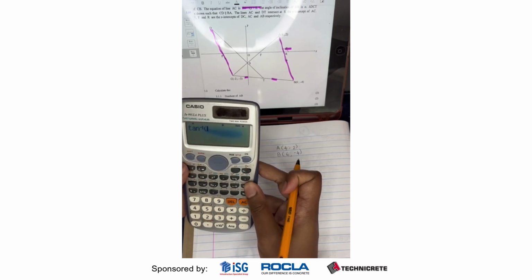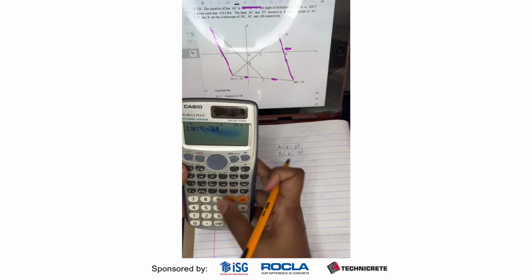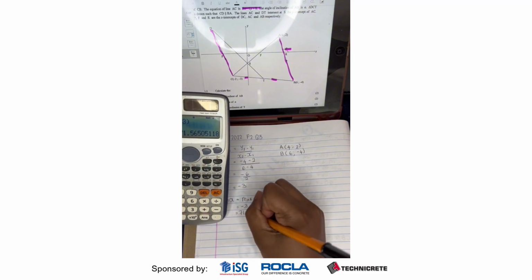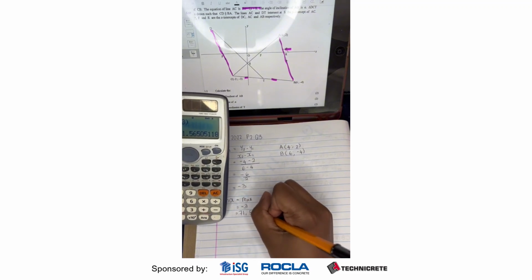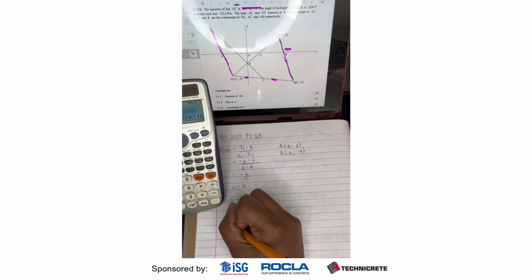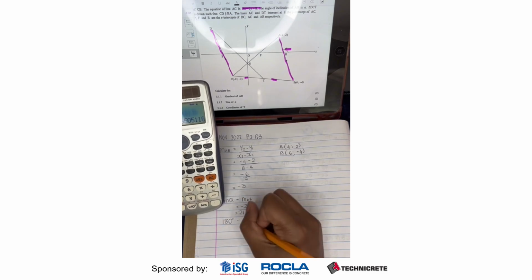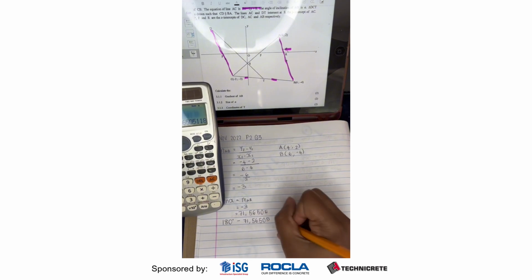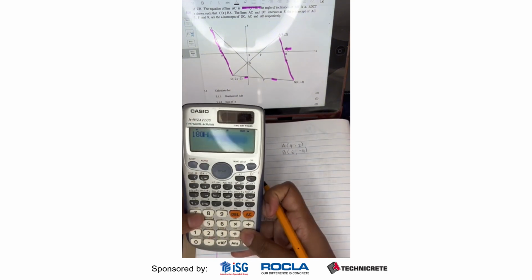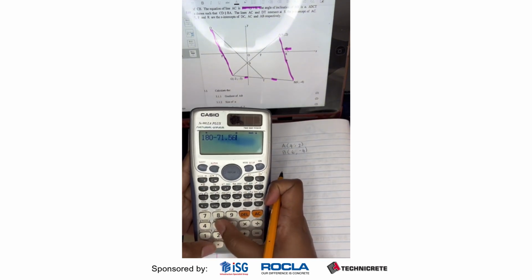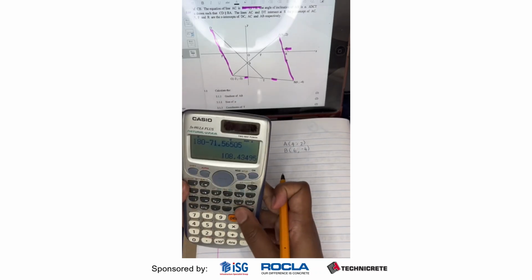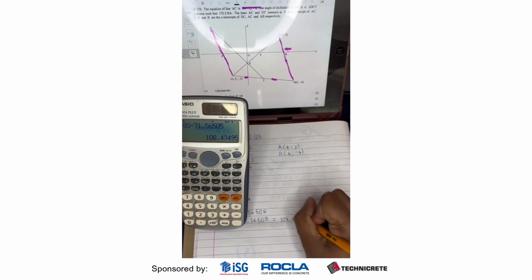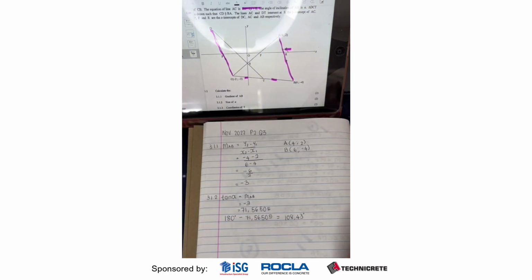So let's do it again. Shift tan, -3. We get 71. Go to at least 5 decimal places: 71.56505. And then we need to say 180 degrees minus 71.56505, which is equal to 108.43 degrees. Okay, and that's alpha.